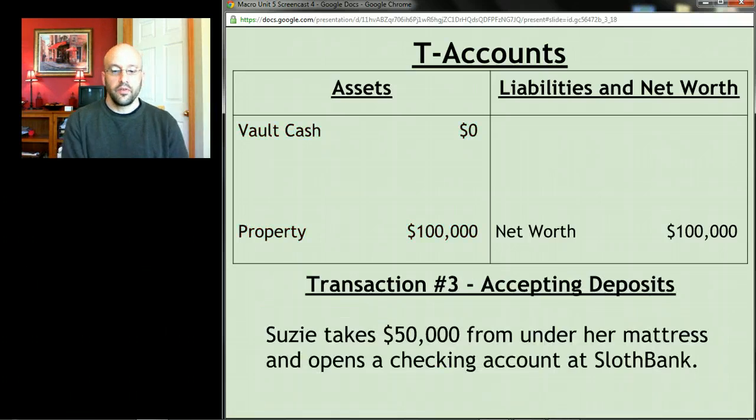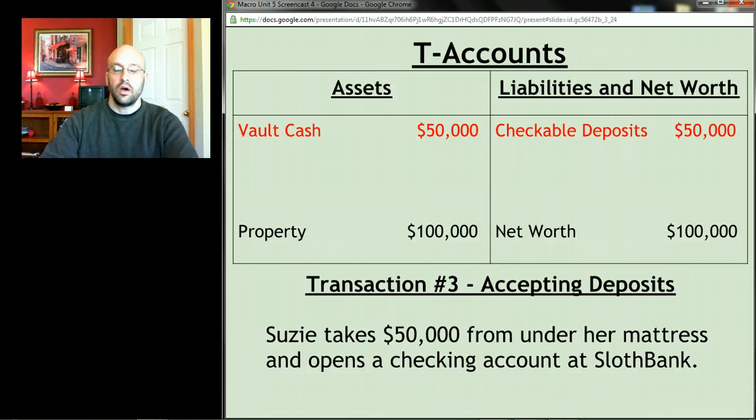All right, so now the bank's open for business, and let's say Susie takes $50,000 out from under her mattress and opens up a checking account at Sloth Bank. Let's see what that would look like in the balance sheet. On the left-hand side, the bank now has Susie's $50,000. That's now actually the bank's $50,000, and it's sitting in the vault of the bank. Susie has given up her $50,000, and what she's gotten in exchange for it is a checking account, basically a number in a computer, $50,000 that she can write checks against.